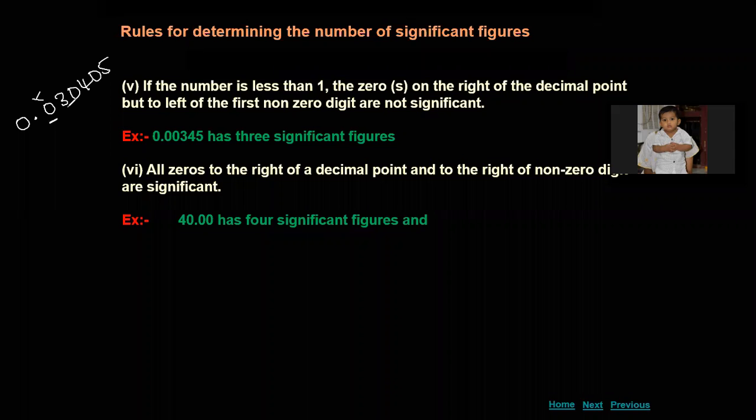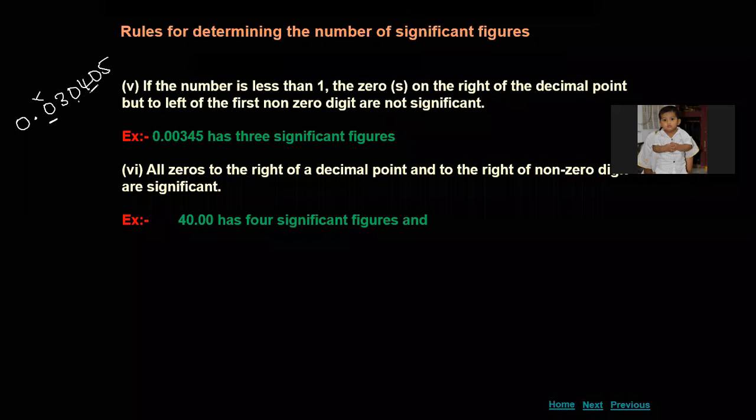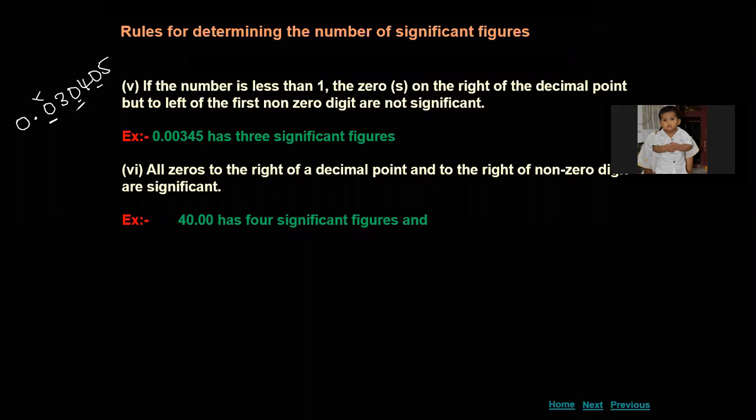Whereas after this non-zero digit, whatever is there, those are significant. Here a 0 is there, this is significant. Now the total significant figures are these. How many? 1, 2, 3, 4, 5. 5 significant figures are there in this example which I have taken.